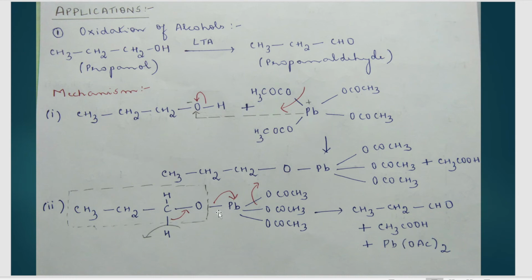And what is there here? This box, can you see? That is our main product, that is CH3CH2C double bond O bond H, which is nothing but CH3CH2CHO, which is an aldehyde. So we have got a propanaldehyde.